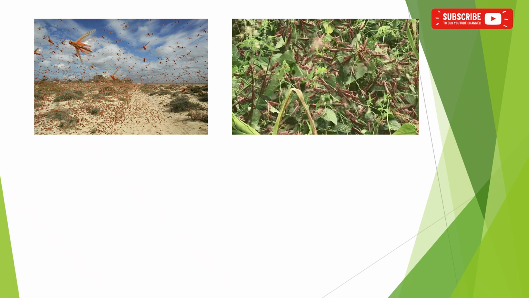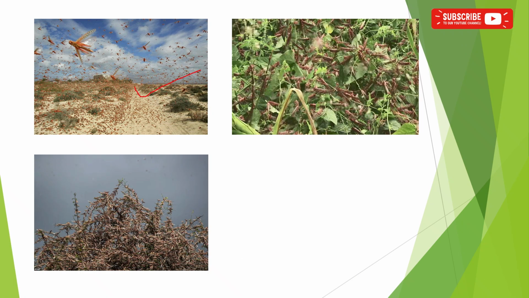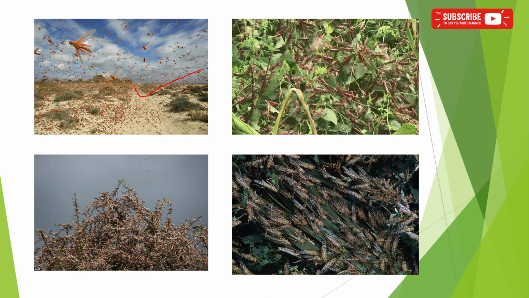Here you can see the locust swarming, and also the locust attacking pulse crops and other crops, and also tree species, and feeding voraciously.